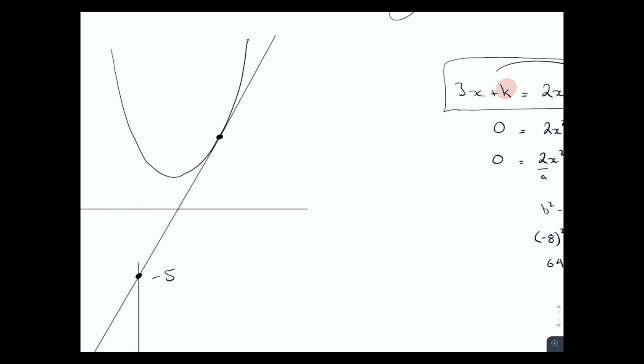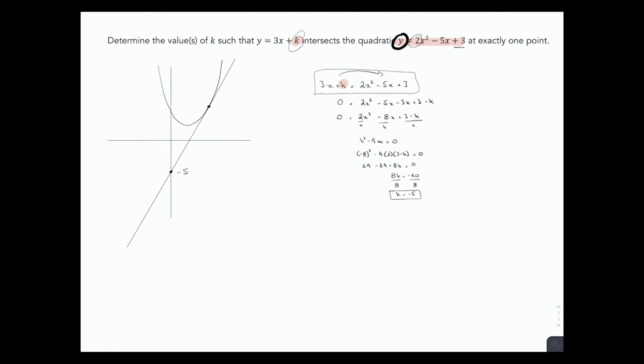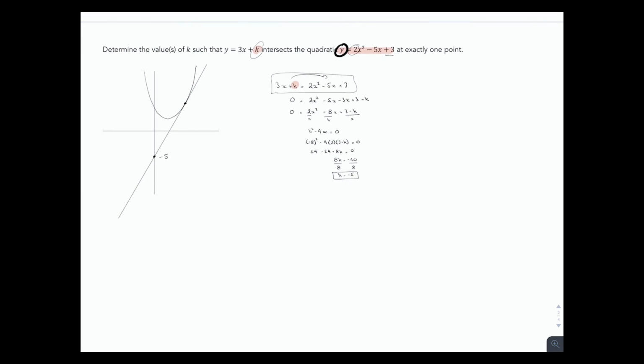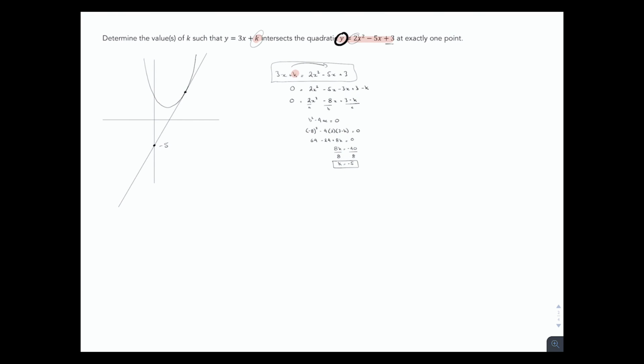It'll look something like that. So this question is really telling us that the value of k, or the y-intercept for the linear equation that will make the line intersect the parabola at 1 point, is going to be negative 5. And there's only one value of k that satisfies that.